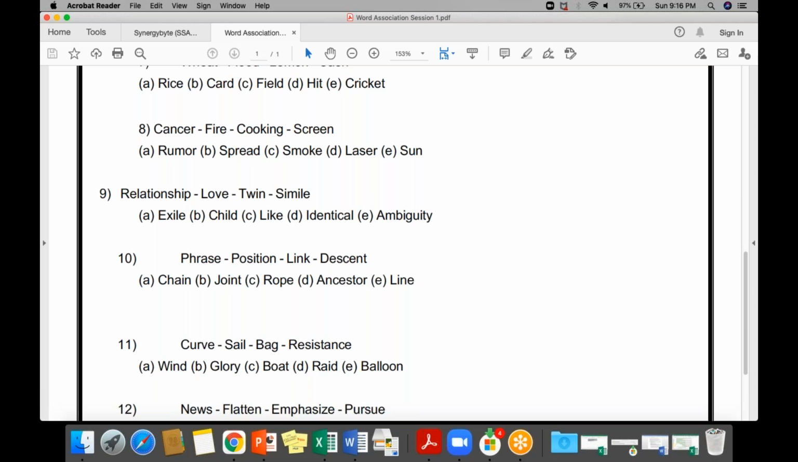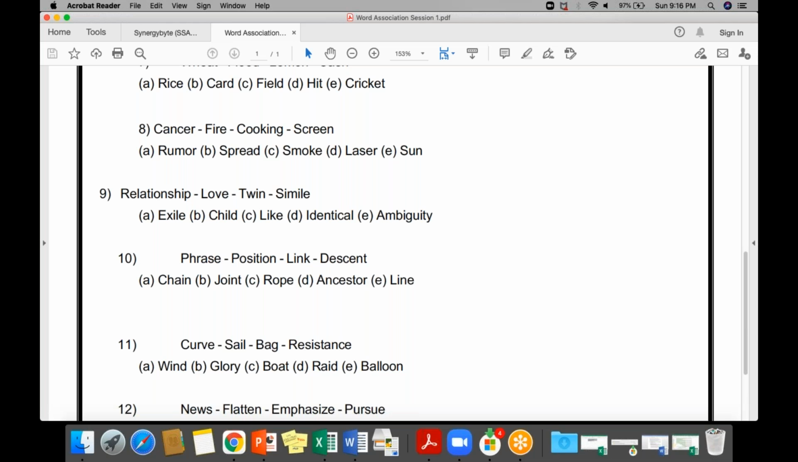How is bag related with wind? How is boat related with bag? Is there a way? Can I relate boat and bag?